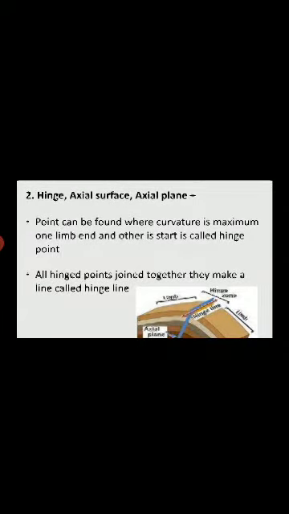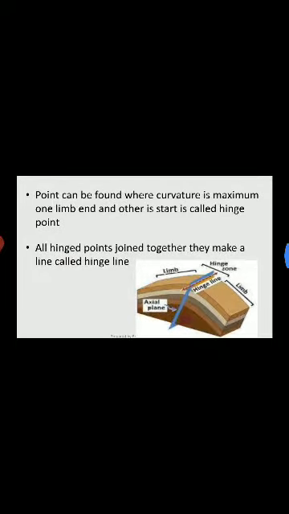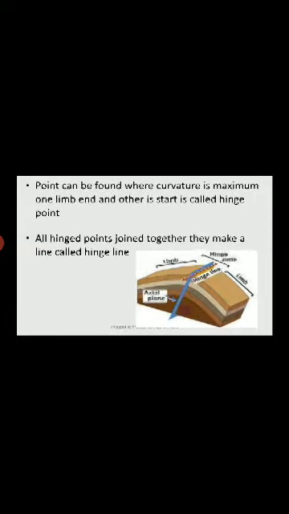Next parts are hinge, axial plane. The point where curvature is maximum, where one limb ends and the other starts, is called the hinge. All hinge points joined together make a line called the hinge line. Look at these images. Different hinge portions are connected in a single line. This is a hinge line.